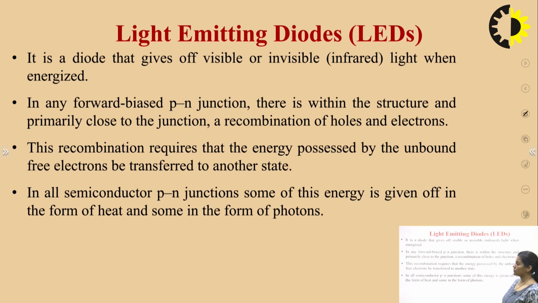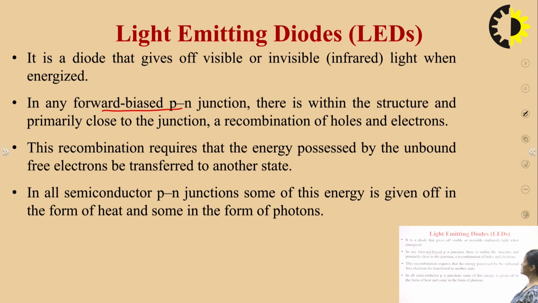Here is the next special purpose diode, that is the light emitting diode. It's a diode that gives off visible or invisible light when energized. The function of LEDs is just opposite to that of the photodiode. In the photodiode, we were applying the photonic energy and then the current was flowing. But here the light is being produced as the output. So this works in a forward biased p-n junction.